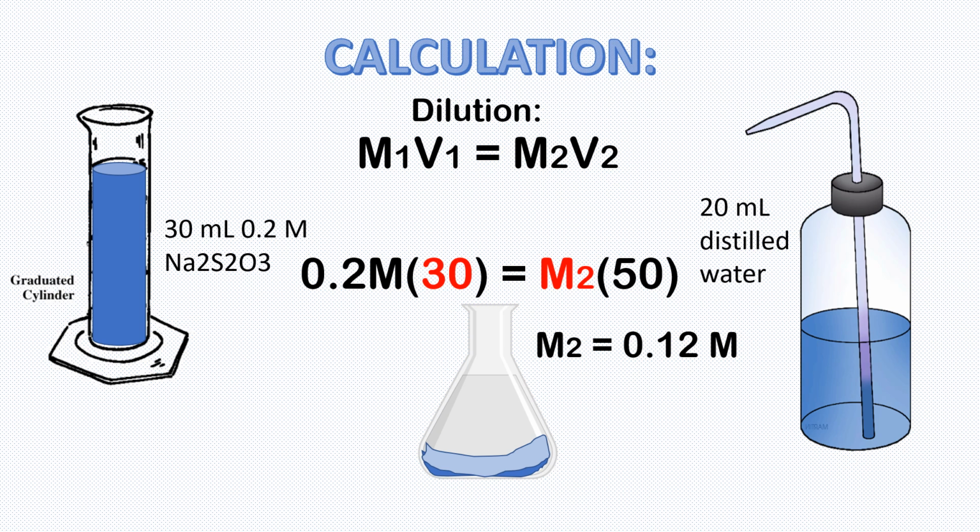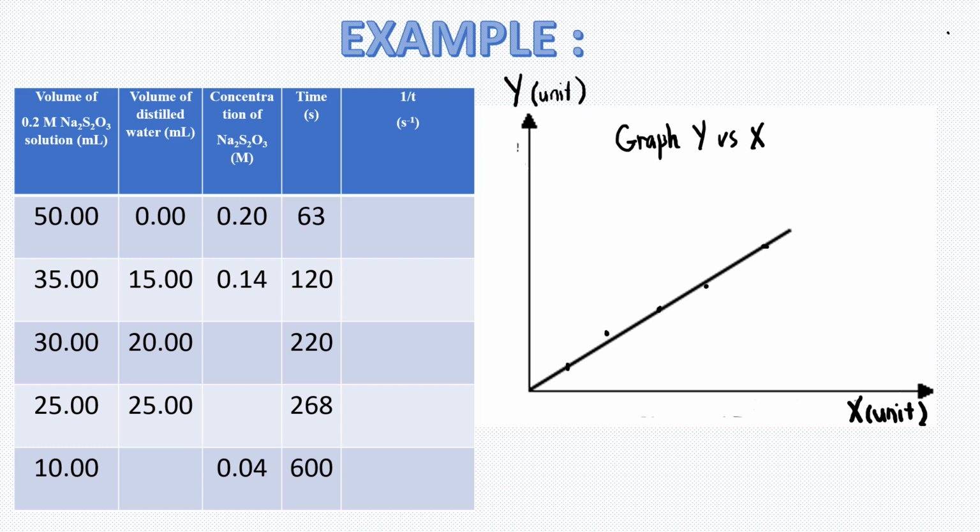Okay, and you have to calculate for the other samples as well. Alright, so when you finish calculating all the new concentrations of the diluted sodium thiosulfate, and you have your time taken, you can plot the graph. Okay, this is on the examples.